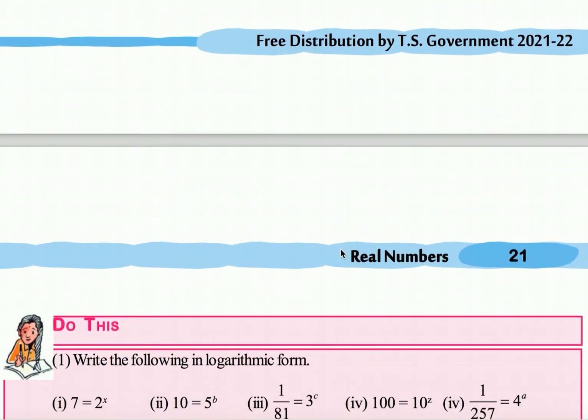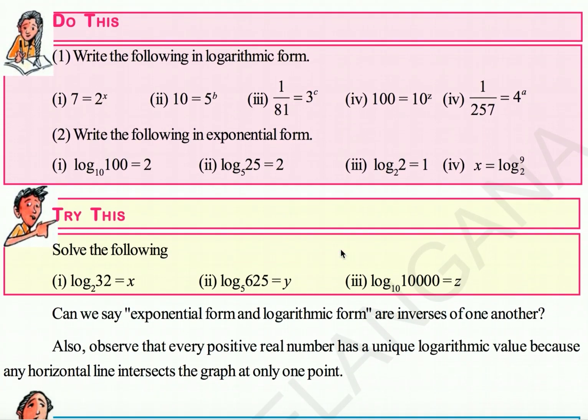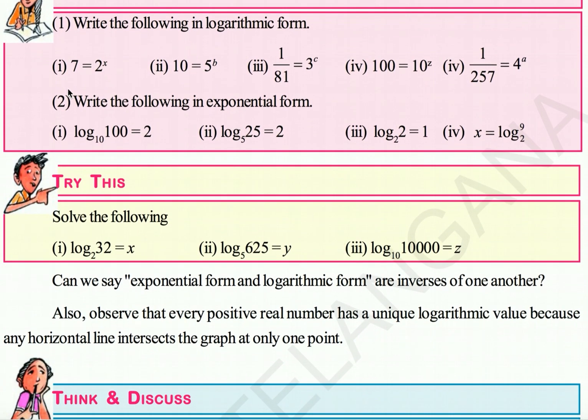In general, write the following in the logarithm form. That you can do: log 7 base 2. Log 10 base 5. Log 1 by 81 base 3. So c is minus 4. Anyway, we are just writing it in a logarithmic form. Log 100 base 10. Log 1 by 256 base 4.